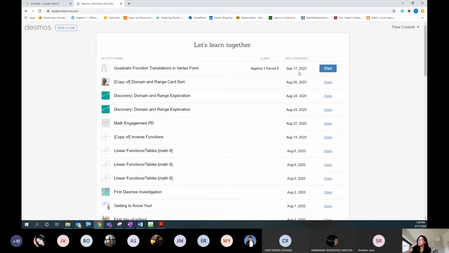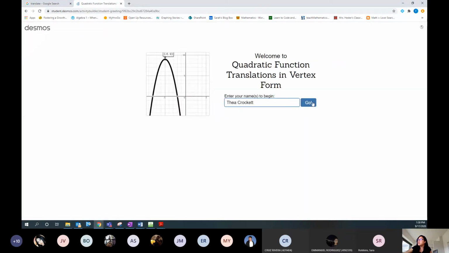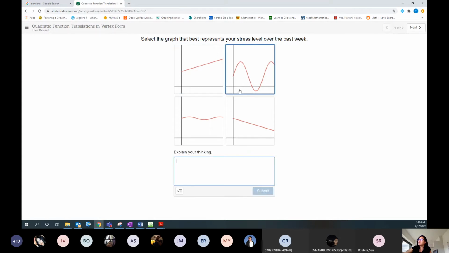Okay, this activity is about vertex form. But the first question is, select the graph that best represents your stress level over the past week. We're not going to show it to everybody. It's just to try to see which of these represents you.